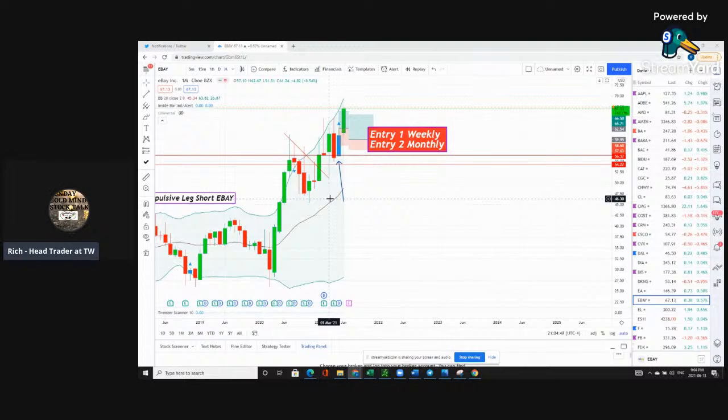So Michael says Treasure Island. Awesome. I got to check that out. I don't actually know where that is in Florida. I got to check that out.